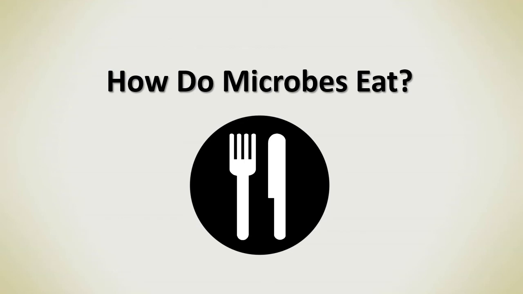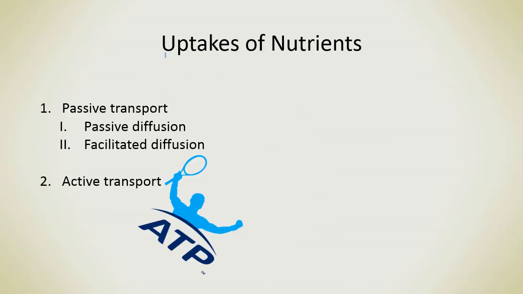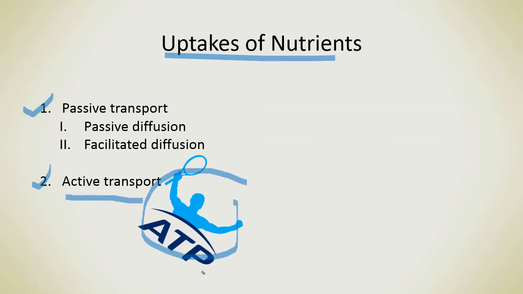So the next subtopic is nutrient uptake in bacteria, or in other words, how bacteria, or microbes, eat. Nutrient uptake in bacteria can be passive transport or active transport. The major difference between passive transport and active transport is the requirement of ATP in active transport. Passive transport, on the other hand, can be divided into passive diffusion and facilitated diffusion.